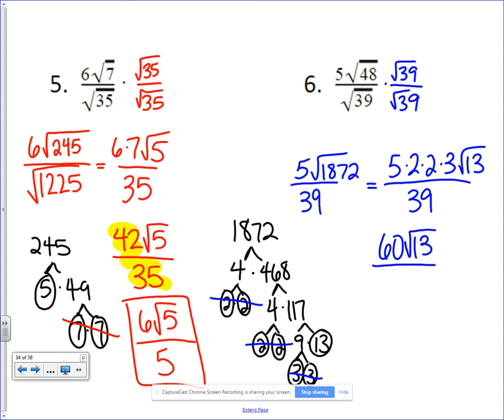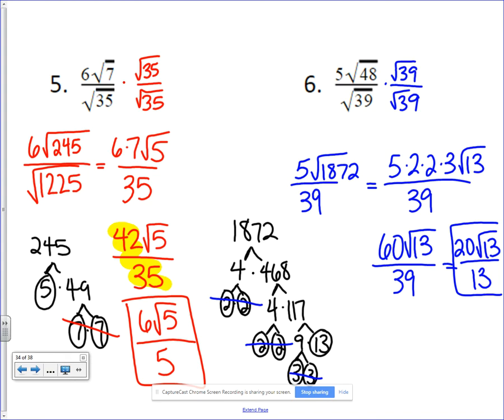Radical 13 over 39. Now, both 60 and 39 are divisible by 3, so I'm going to reduce this. 60 divided by 3 is 20, and 39 divided by 3 is 13. So it's going to look something like that.